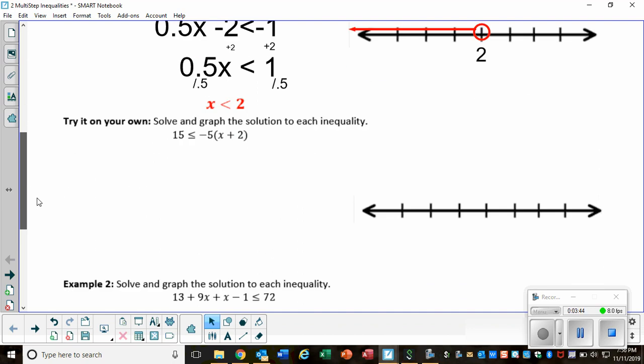Now you guys are going to try this one on your own. Remember, you could flip this around if you wanted to. You just have to make sure that you flip the sign with it. The open end still needs to be facing the same side.